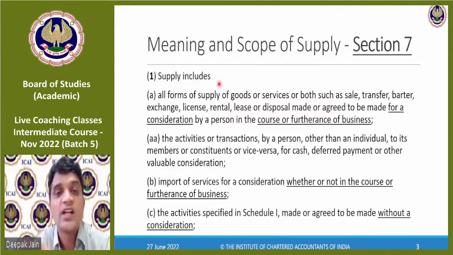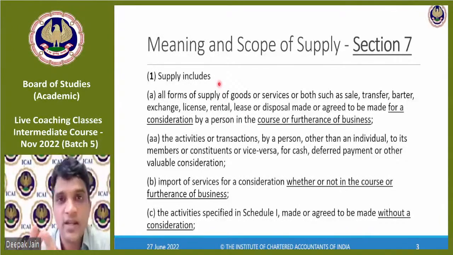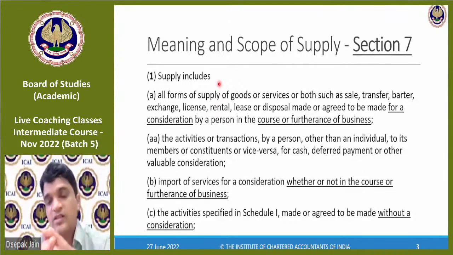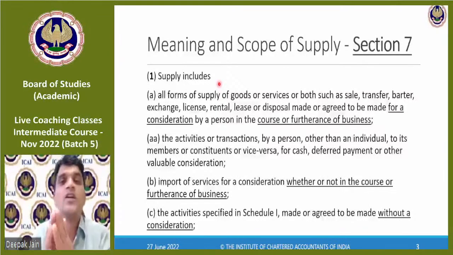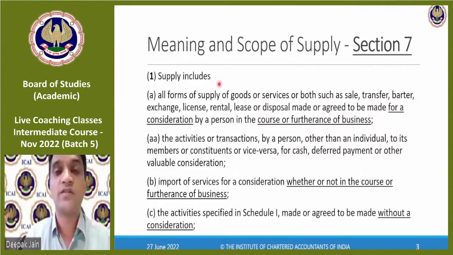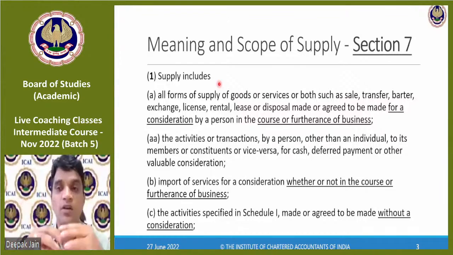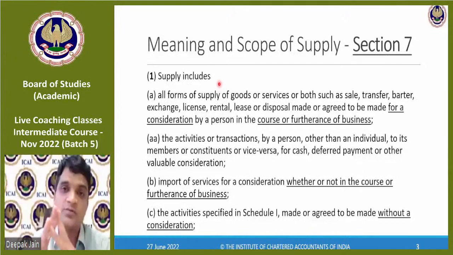An exhaustive definition starts like "supply means". Meaning, whatever is mentioned under the section, only that is supply. That is an exhaustive definition. But when it's an inclusive definition, it is inclusive of other meanings also, what is generally understood and specifically what is mentioned in the section.